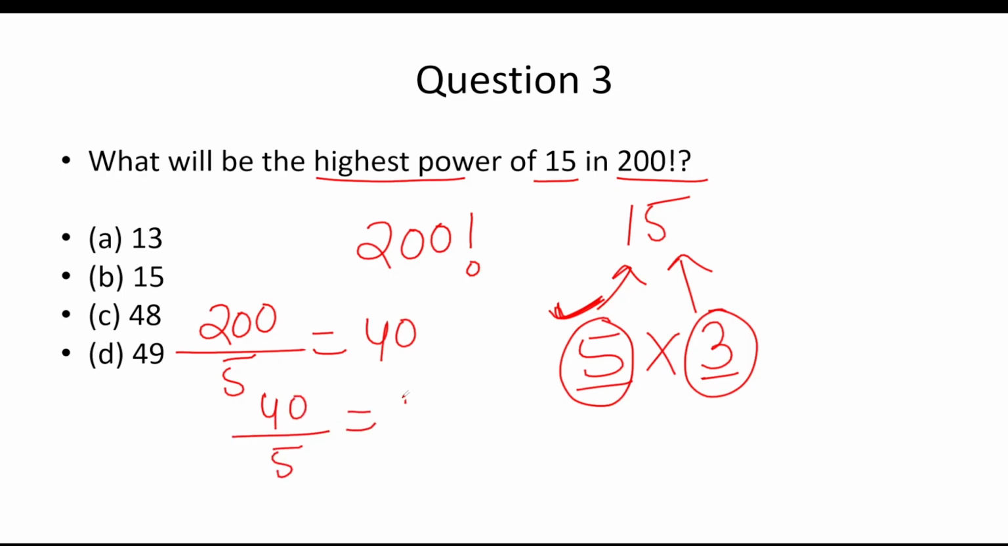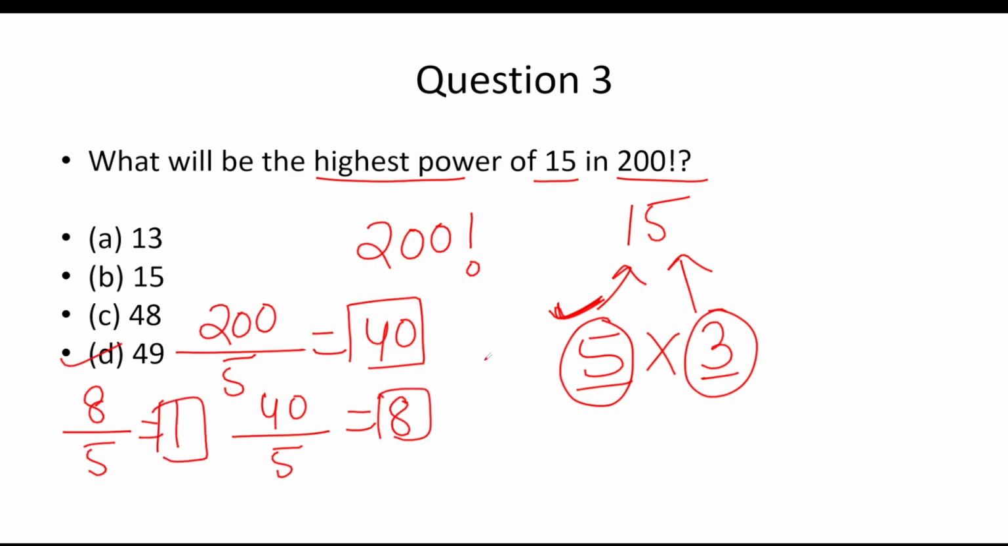Again divide with 5, what is the quotient? 8. Again divide 8 with 5, what is the quotient? 1. So what is all the 5s? All the number of 5, 40 plus 8 plus 1. So it is 49. So what is the highest power of 15 in 200 factorial? That is 49. Why we choose 5? Because the number of 5s will be minimum in 200 factorial, number of 3 will be more. We always count the minimum one. Okay, because the minimum will make the pair, right?